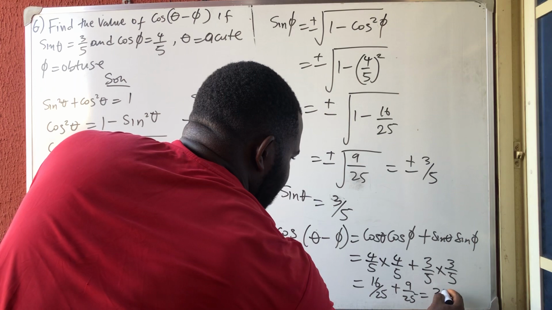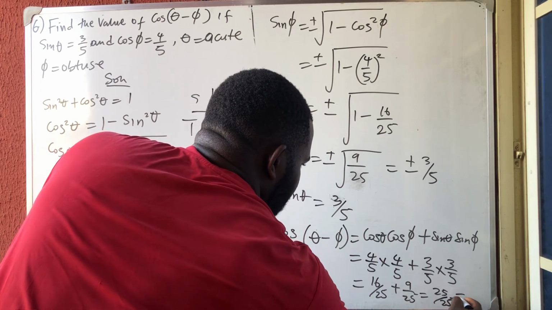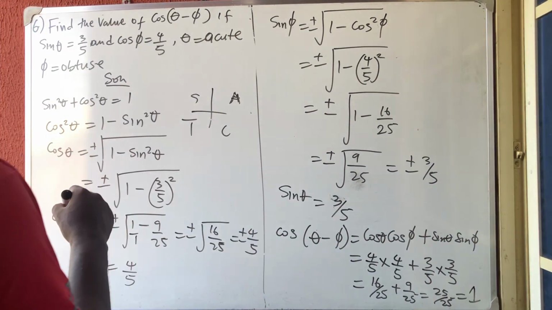If you do that, you are going to have 25/25, which is 1. As simple as that. So the answer is 1.